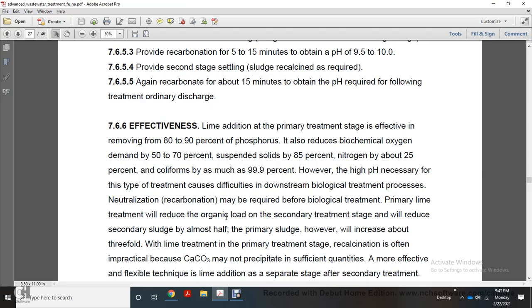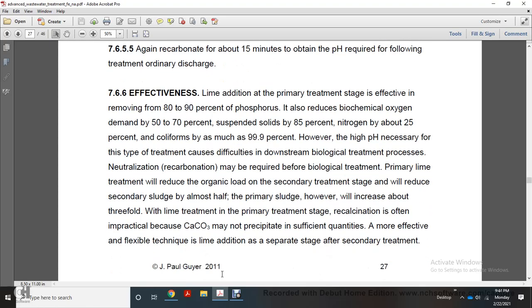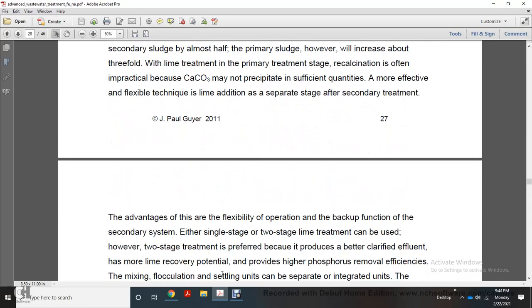Pre-lime treatment will reduce the organic load. Secondary treatment stage will reduce the secondary sludge to almost half the primary sludge. However, primary sludge will increase about threefold. With lime treatment in the primary treatment stage, recalcination is often impractical because the calcium carbonate may not precipitate in sufficient quantity. A more effective and flexible technique is lime addition in a separate stage after secondary treatment.